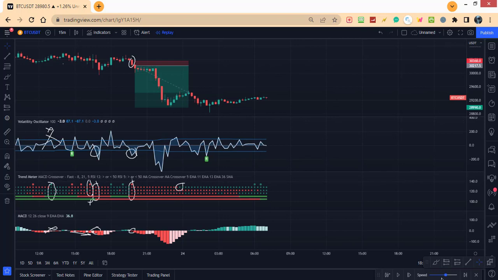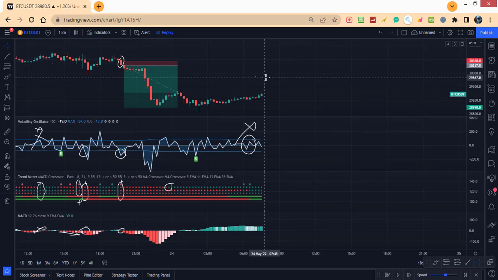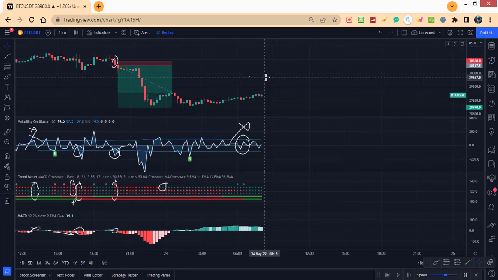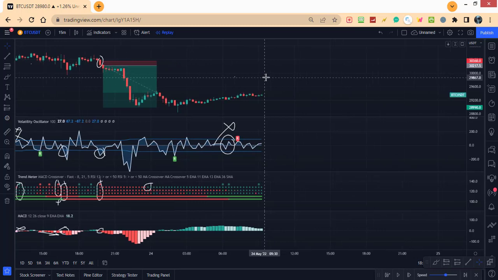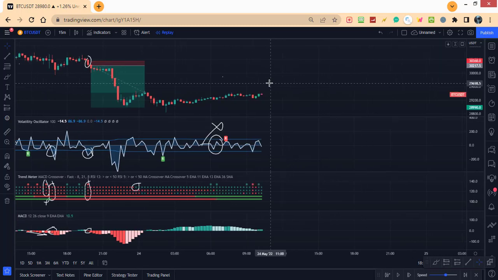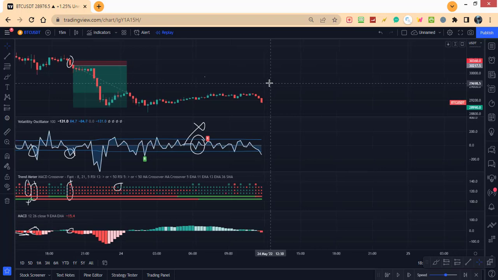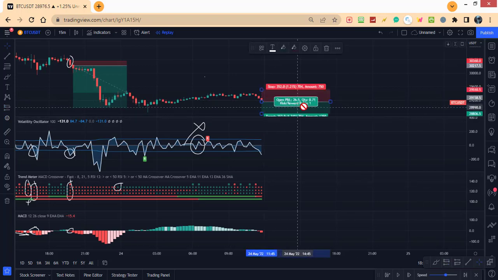Let's see. Here you can see we have all greens in the Trend Meter, but there is no volatility in the Volatility Oscillator. So this signal is crossed out. Let's see if it is a successful signal. You can see we are not getting good green volume. There is again a green and red, a ranging market. So that was a correct false signal pointed out by the Volatility Oscillator. That's why we are using these three indicators, so we can get rid of false signals.